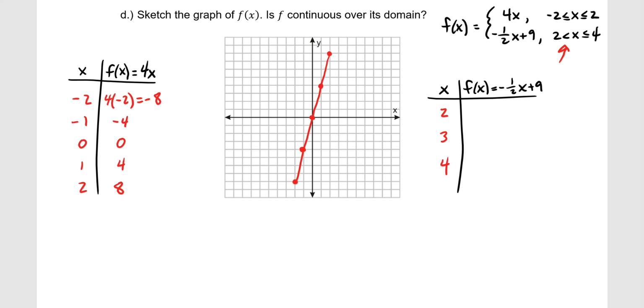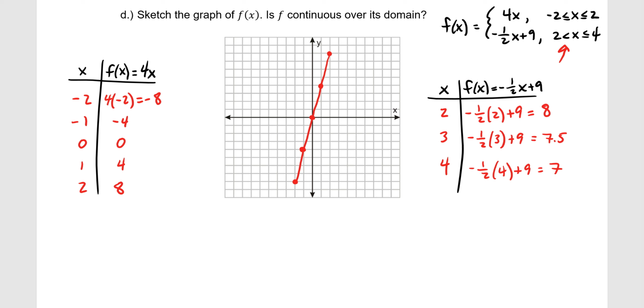So plugging in a 2, that would be negative 1 half times 2 plus 9, which is negative 1 plus 9, which is 8. Plugging in a 3, this would be negative 1 half times 3 plus 9, which would be 7.5. That's negative 1.5 plus 9. And then plugging in a 4, negative 1 half times 4 plus 9, that's negative 2 plus 9, so 7.